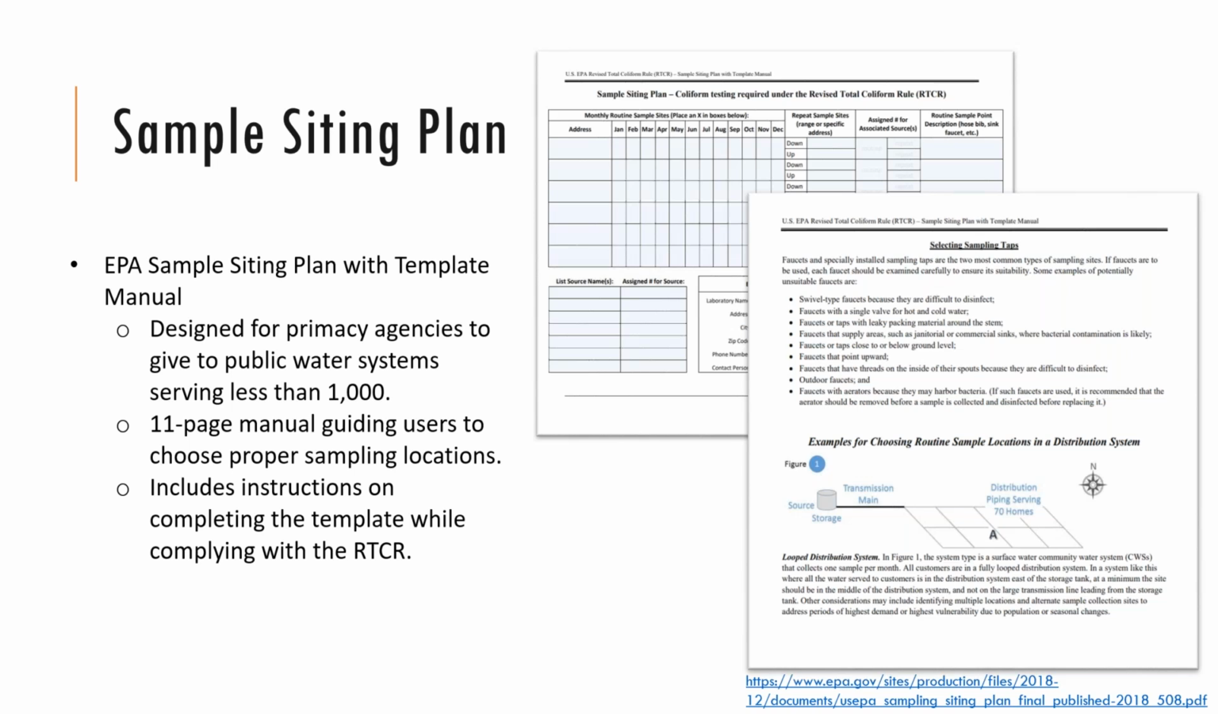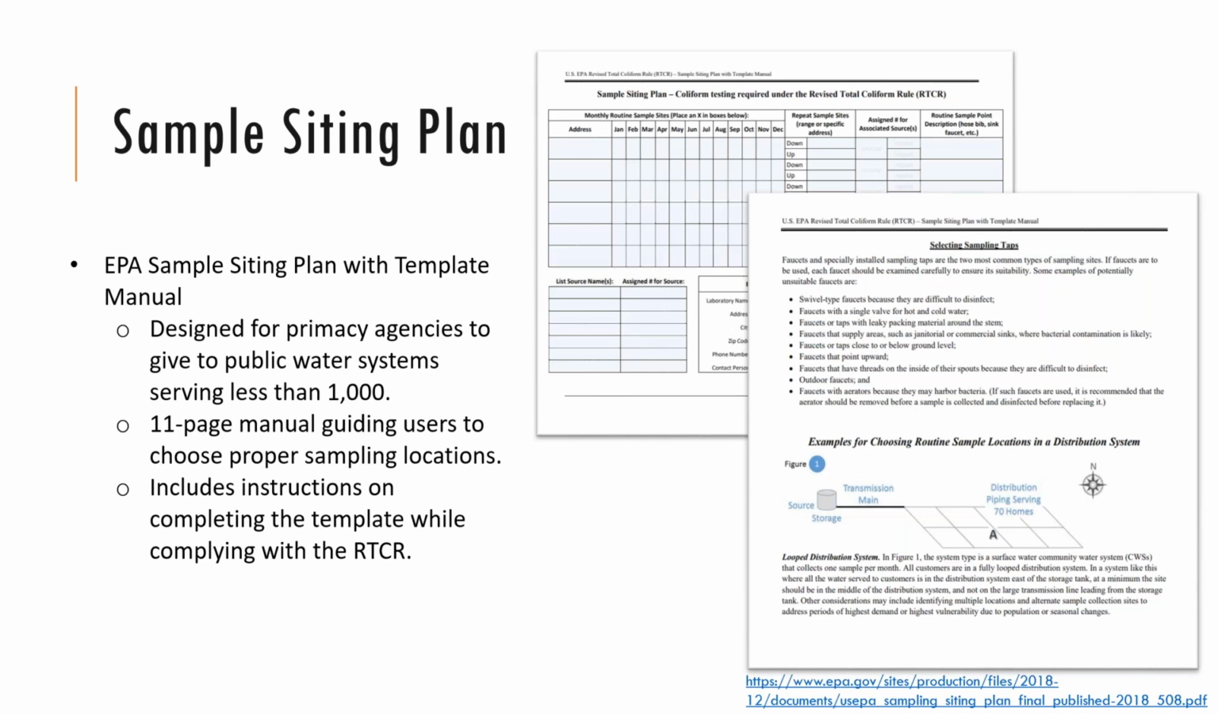As shown in the image on the right, the manual uses these diagrams of distribution system structures to determine where the best sampling location will be. In this example, which is figure number 1, this is a loop distribution system. So the manual recommends having the sample site in the middle of the distribution system and away from transmission mains leading from the storage tanks. The manual provides multiple other scenarios.